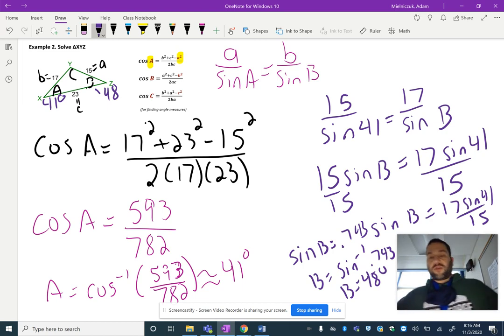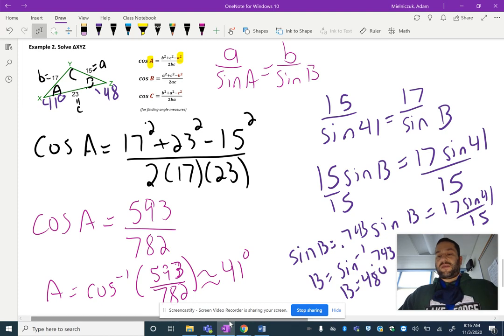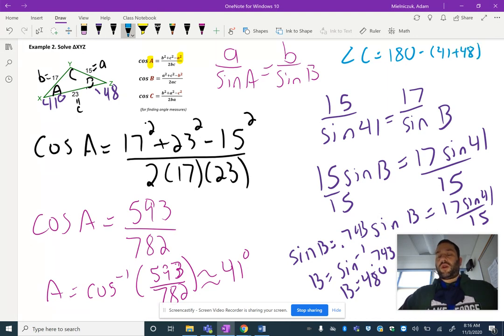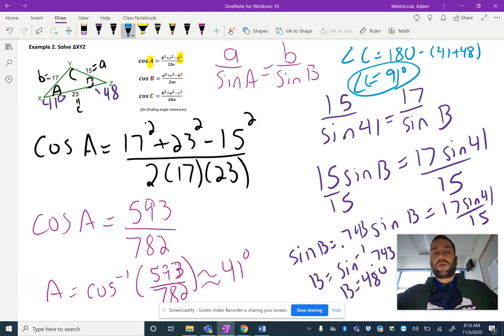Now, at this point, we don't need law of sines. We don't need law of cosines. We need basic understanding of a triangle. We know the angles add up to 180 degrees. So we can say that angle C equals 180 minus 41 plus 48. So let's think about this. 41 and 48 is 89. So angle C will equal 91 degrees.